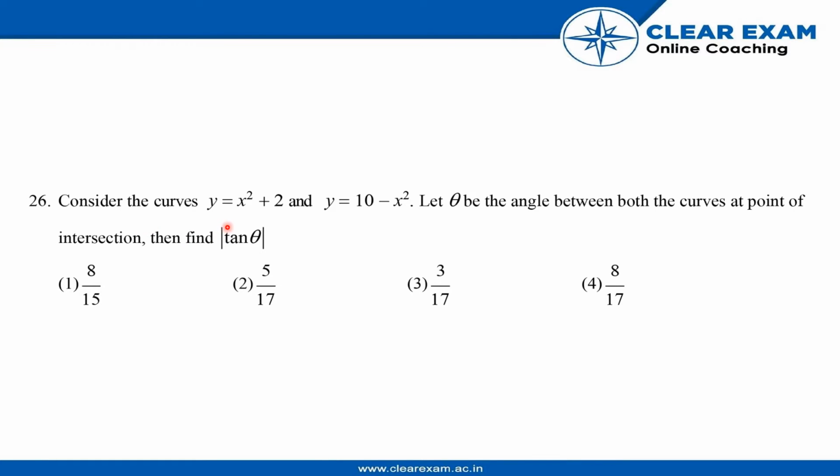Consider the curves y = x² + 2 and y = 10 − x². Let θ be the angle between both the curves at the point of intersection. Then find |tan θ|. The options are 8/15, 5/17, 3/17 and 8/17.